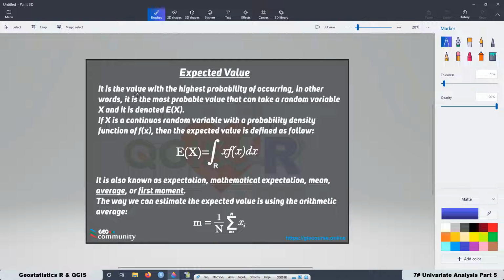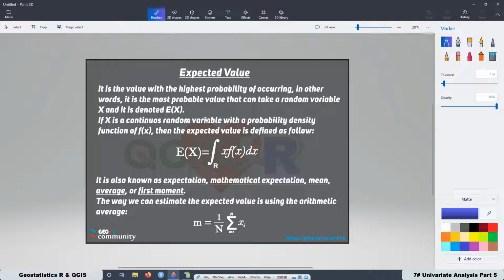The expected value is the value with the highest probability of occurring. In other words, it is the most probable value that a random variable X, as a capital letter, can take, and it is denoted with this expression. If X is a continuous random variable with a probability density function, like this one, then the expected value is defined as follows.